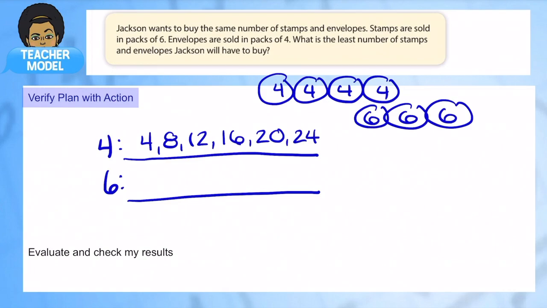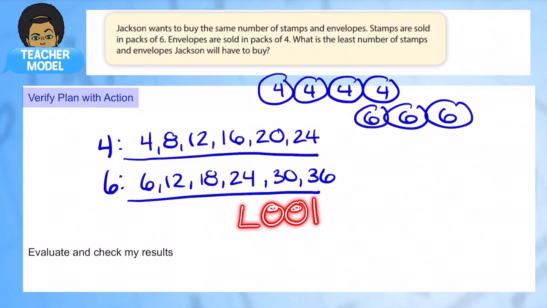And let's do the same thing with 6: 6, 12, 18, 24, 30, 36. Let's stop and take a look-see. Let's look what we got. Do they have anything in common? My eyes just moving around. Do you see it, Math Marbles? Do you see it? I see some things that they have in common.